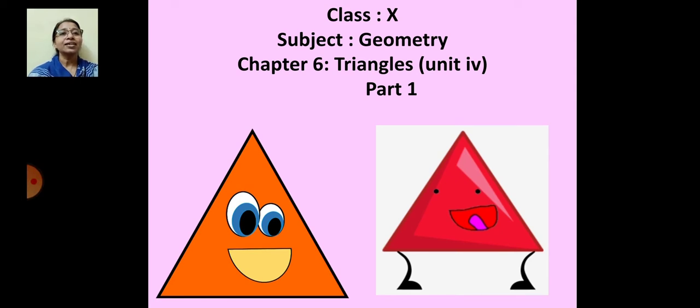So children, in this class we are going to start a new chapter of class 10th geometry, that is chapter number 6, triangles. This triangle chapter is part of unit 4. Unit 4 consists of 3 chapters: triangles, circles and constructions, and the weightage given to this unit is 15 marks. Quite a good weightage. So children, this is a very important chapter, right? So let us begin with the triangle chapter.